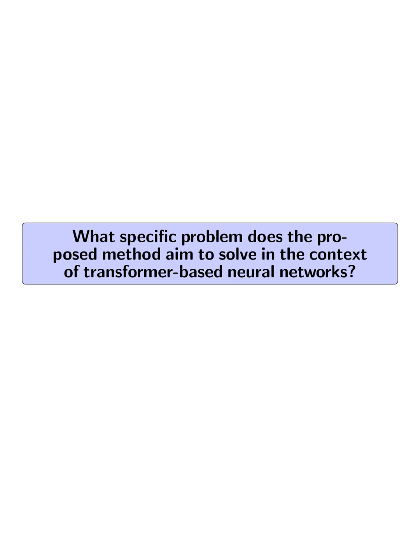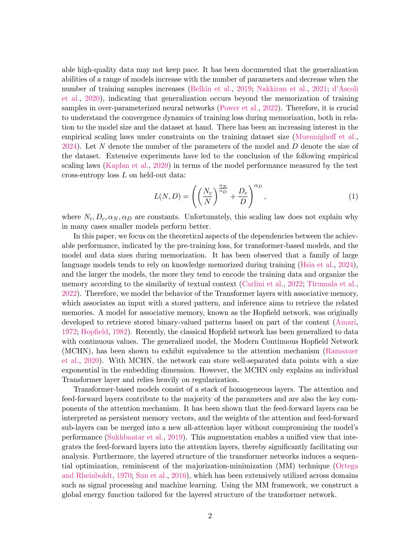What specific problem does the proposed method aim to solve in the context of transformer-based neural networks? The proposed method aims to solve the problem of understanding the dependencies between the achievable performance, indicated by the pre-training loss, for transformer-based models and the model and data sizes during memorization.